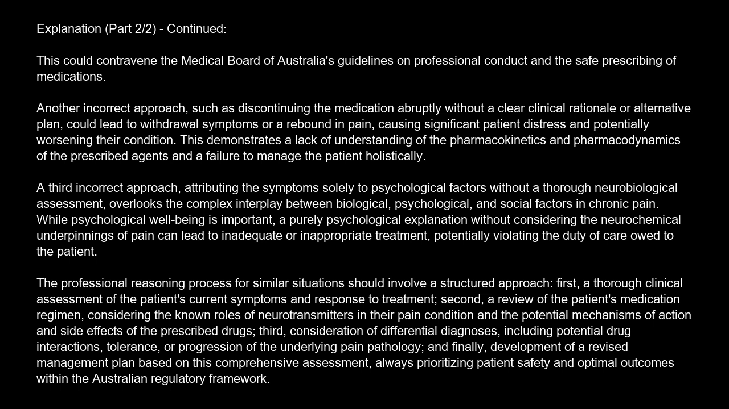The professional reasoning process for similar situations should involve a structured approach. First, a thorough clinical assessment of the patient's current symptoms and response to treatment. Second, a review of the patient's medication regimen, considering the known roles of neurotransmitters in their pain condition and the potential mechanisms of action and side effects of the prescribed drugs. Third, consideration of differential diagnoses, including potential drug interactions, tolerance, or progression of the underlying pain pathology. And finally, development of a revised management plan based on this comprehensive assessment, always prioritizing patient safety and optimal outcomes within the Australian regulatory framework.